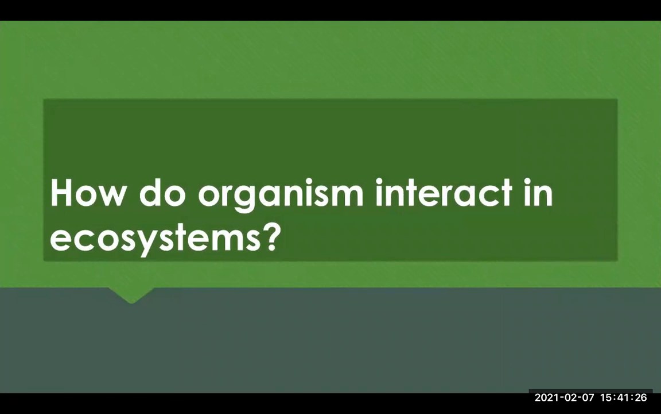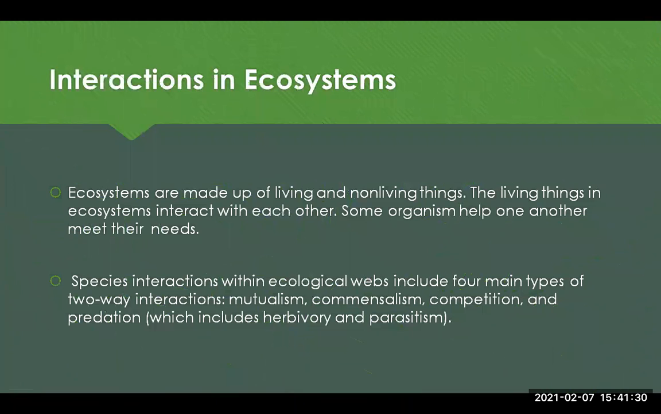How do organisms interact in ecosystems? Interactions in ecosystems. Ecosystems are made up of living and non-living things. The living things in an ecosystem interact with each other. Some organisms help one another meet their needs. Species interactions within ecological webs include four main types of two-way interactions: mutualism, commensalism, competition, and predation.